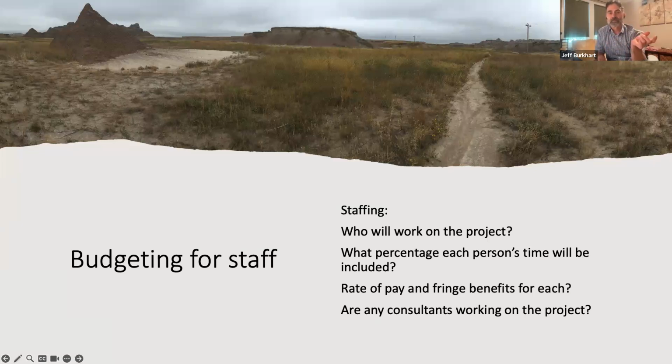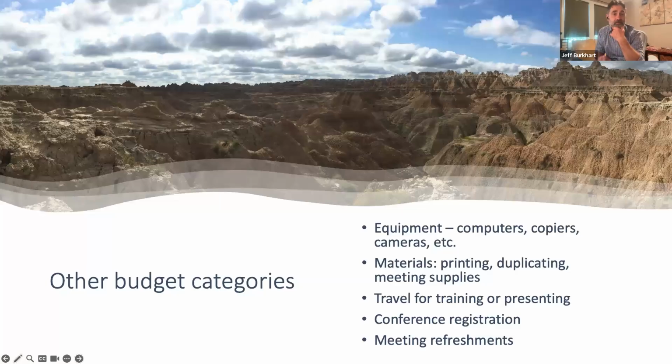Where I think a lot of organizations get hung up is on that percentage. And then also making sure that you're accurate in the fringe benefits and how much you're paying for that for each staff person. So pay close attention to those things. For a lot of organizations, budgeting for staff is usually the biggest chunk of a program proposal, usually right around 80%. Of course, there's a lot of other budget category items.